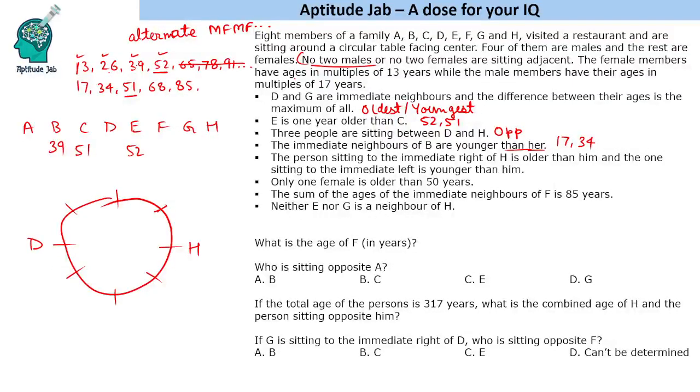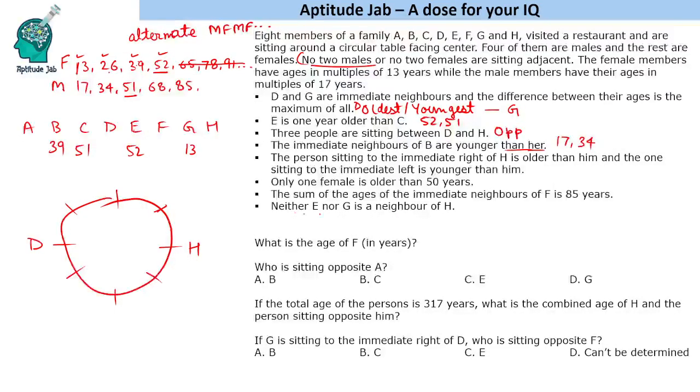One thing, see this, D and G are oldest and youngest. We know the youngest person is 13. And D is a male, these are females and these are males. So D cannot be the youngest, so that means D is the oldest and youngest is G. So this means that G is 13 years old.